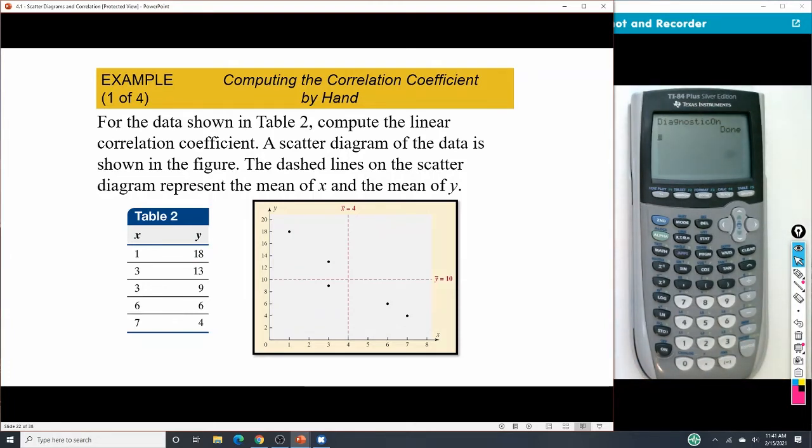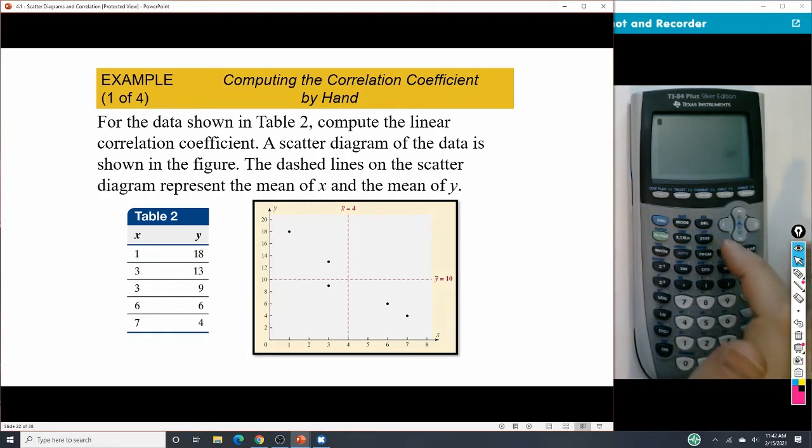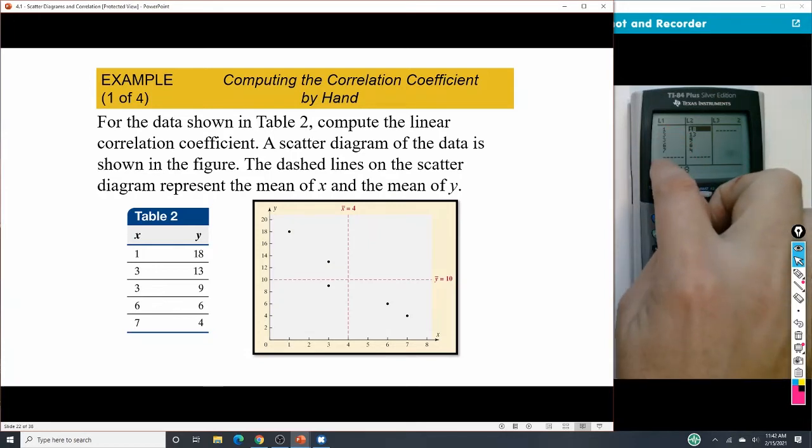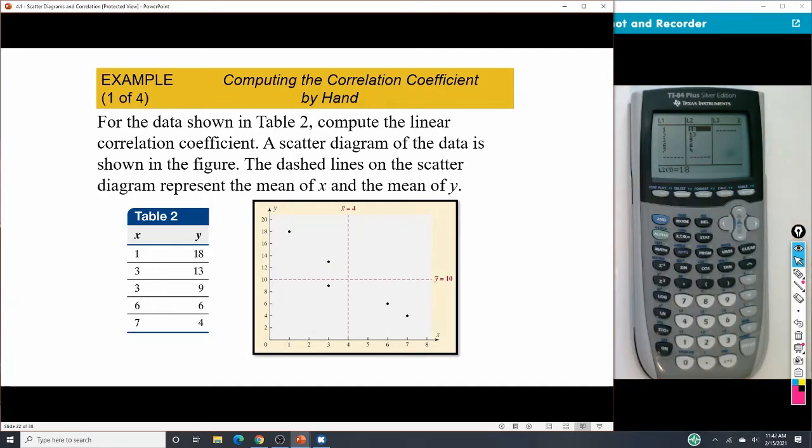So we need to make sure in order to find R that we do that at the very beginning so that we get all of our information. All right, now that we've done that, we're going to clear that out. So let's go into our table. We're going to go to Stat, number 1, and we're going to fill in our table of values. It looks like I've already got that in there, so I don't have to type those in. But at this point, you would type in those numbers there. Our X goes into L1, our Y goes into L2.